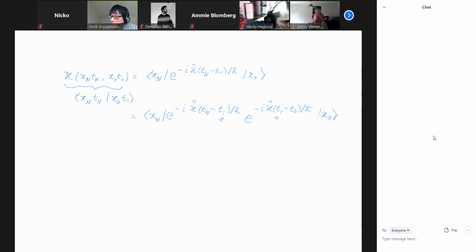But we can now introduce a complete set of states here. We can introduce, call it x1, so like that, and integrate over the x1. So then this becomes the integral over x1 of xn tn, x1 t1, x1 t1, x0 t0.